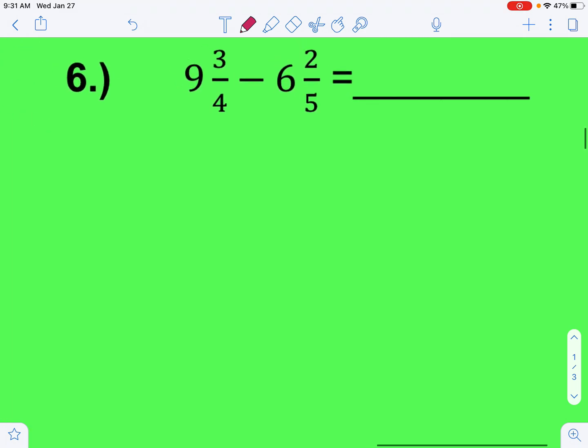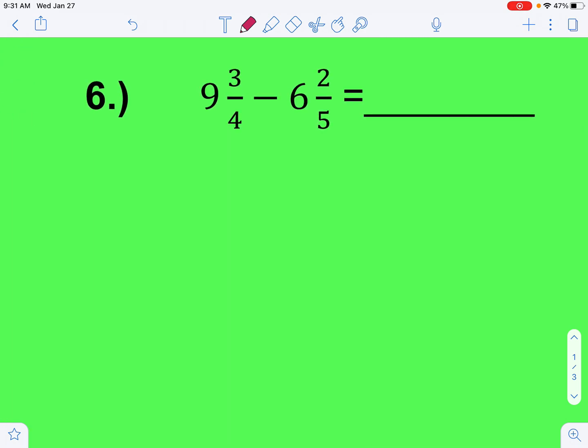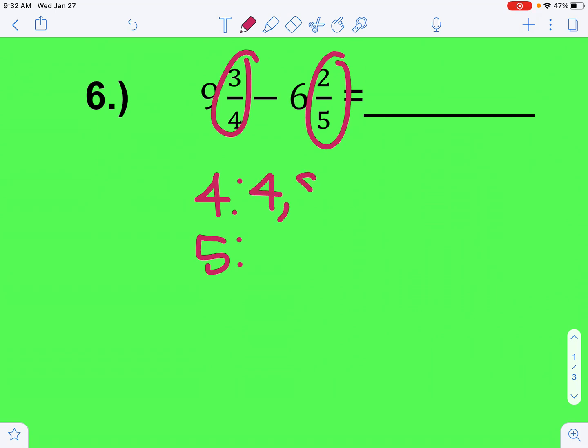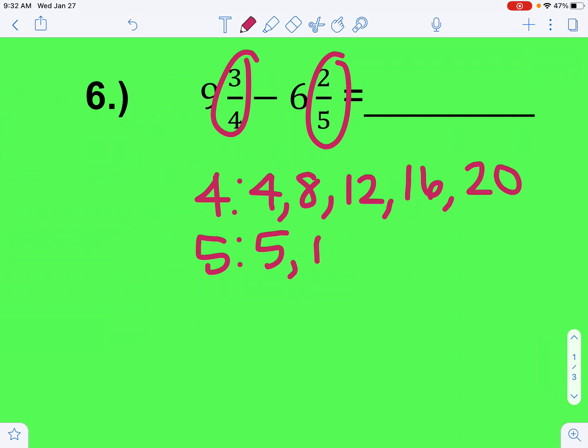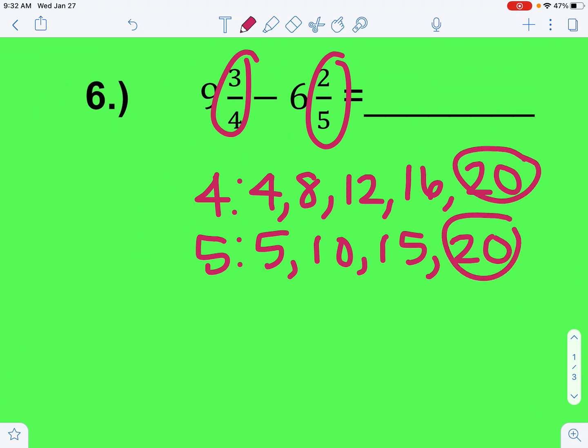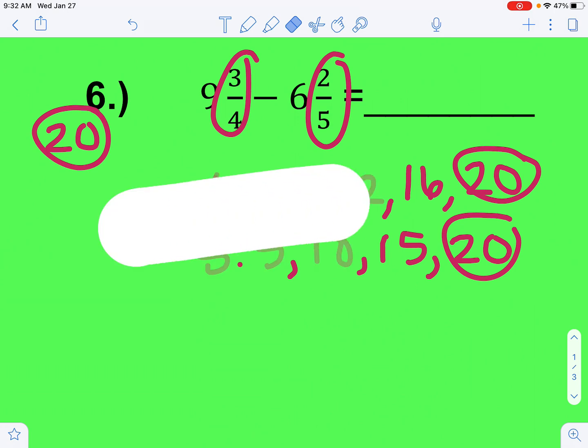Perfect. I want you to try number 6 on your own and then come back and check your work. Alright, so we're taking 9 and 3/4 minus 6 and 2/5. If you notice, we don't have common denominators, so we need common denominators. Counting by 4s and counting by 5s, we get 4, 8, 12, 16, 20. 5, 10, 15, 20. They both share 20, so that is going to be our common denominator.